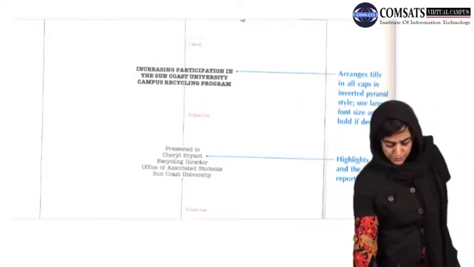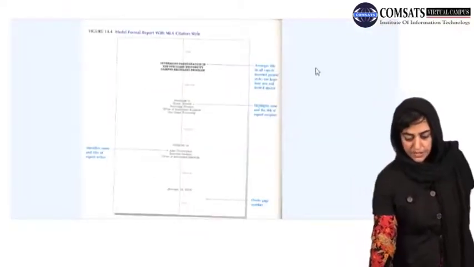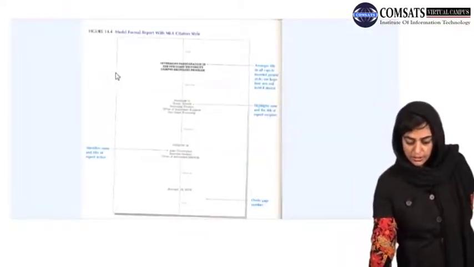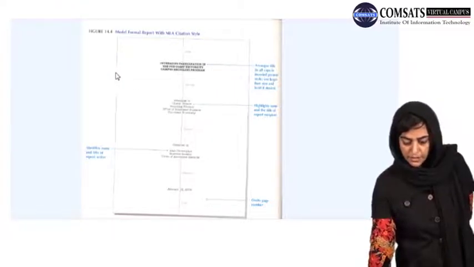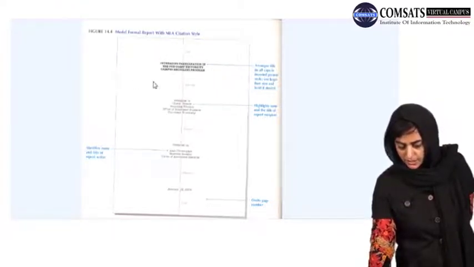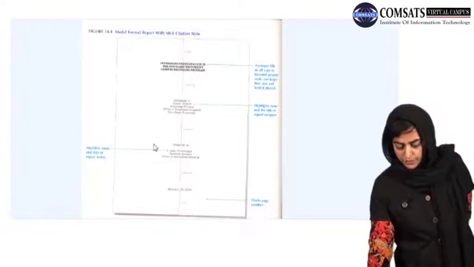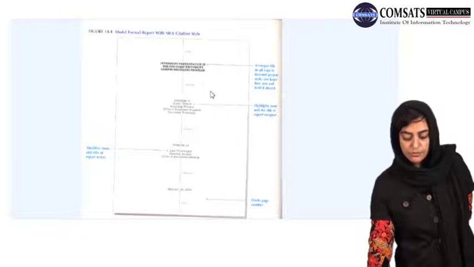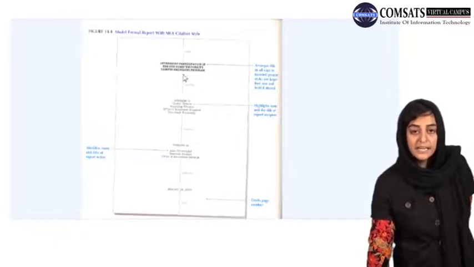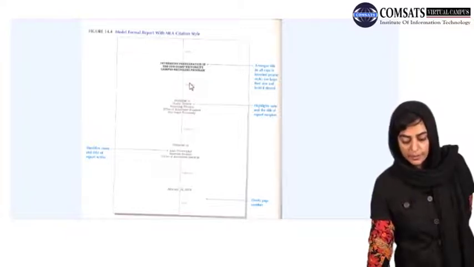Have a look again, dear students. Here, this is the model formal report with MLA citation style, and over here in front of you is the title page. And the title page, first I repeat, should have the title of the report all in capital letters and bold, 2 inches from the upper margin.